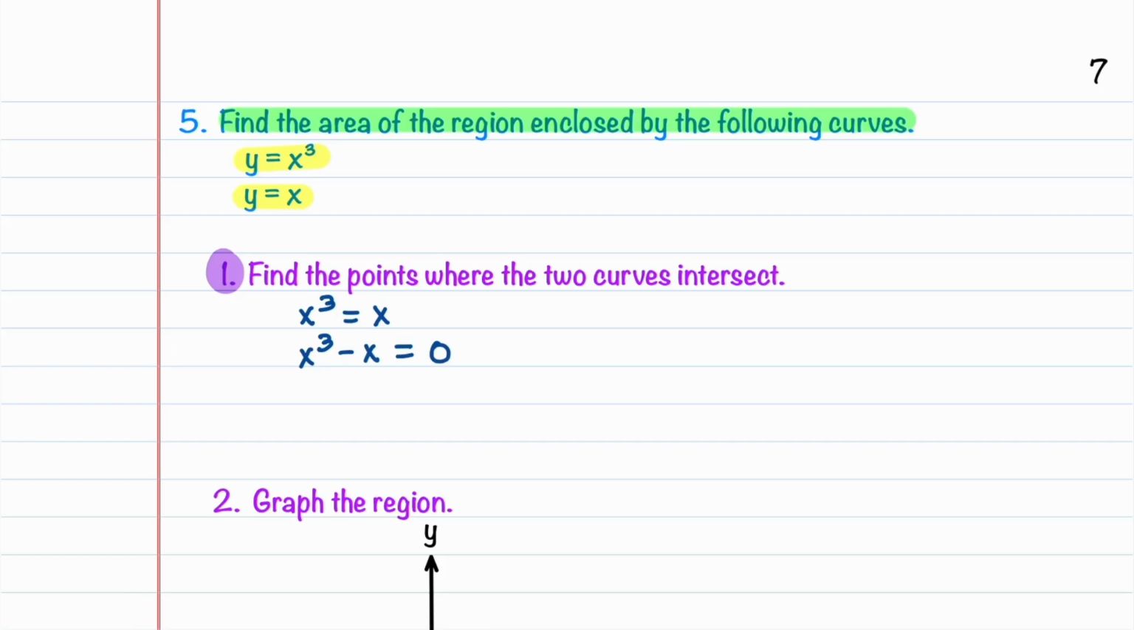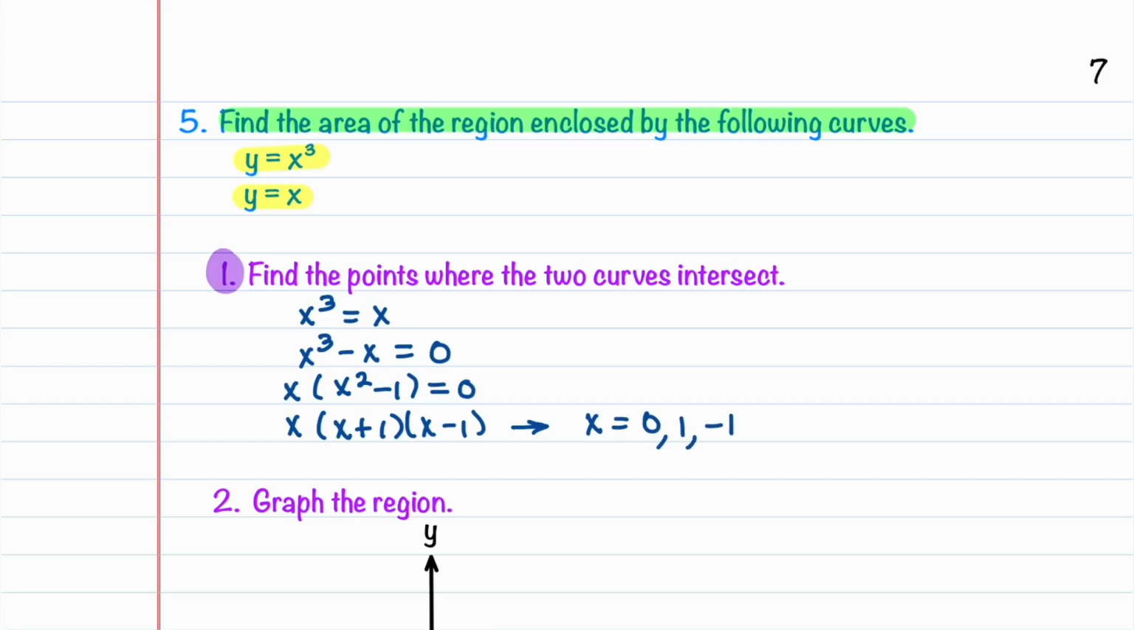If we cancel out an x, we lose a root. Let's now factor out an x. This gives us x squared minus 1 is equal to 0. We can factor this as x plus 1 and x minus 1. So this gives us x is equal to 0, 1, and minus 1.